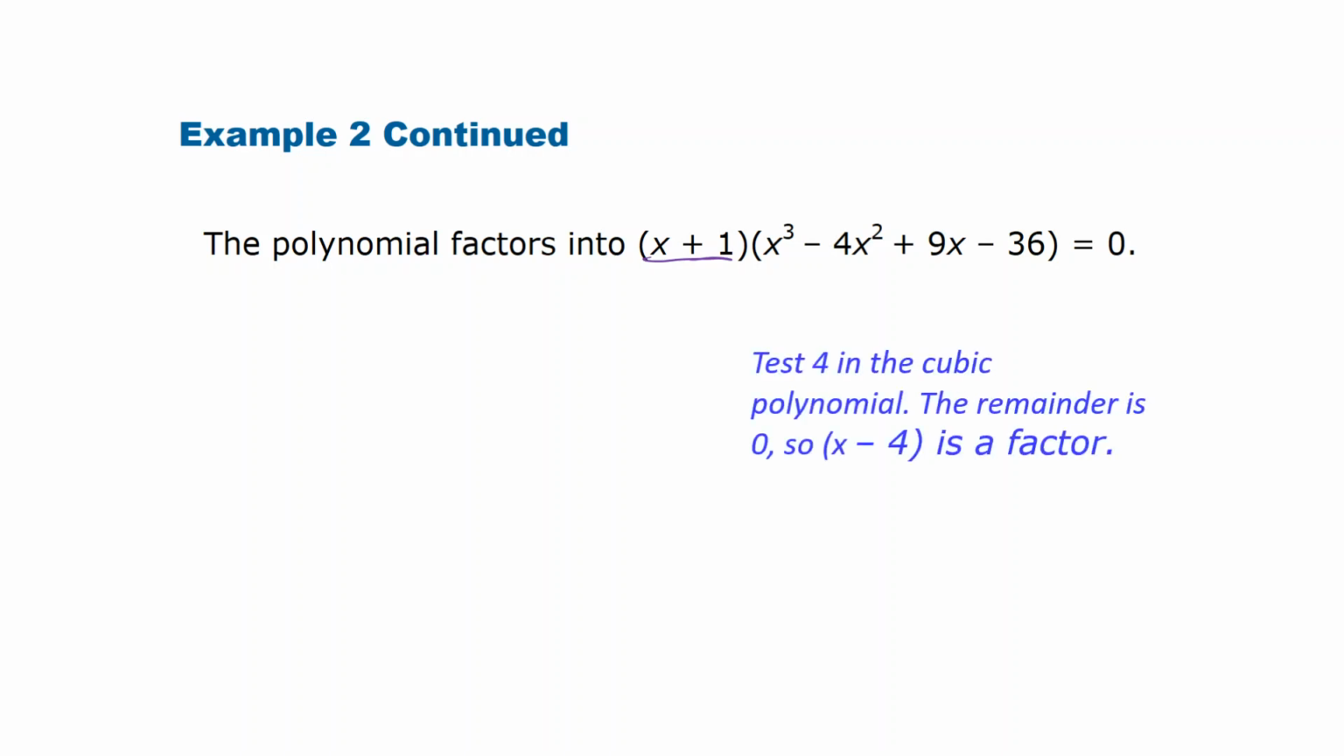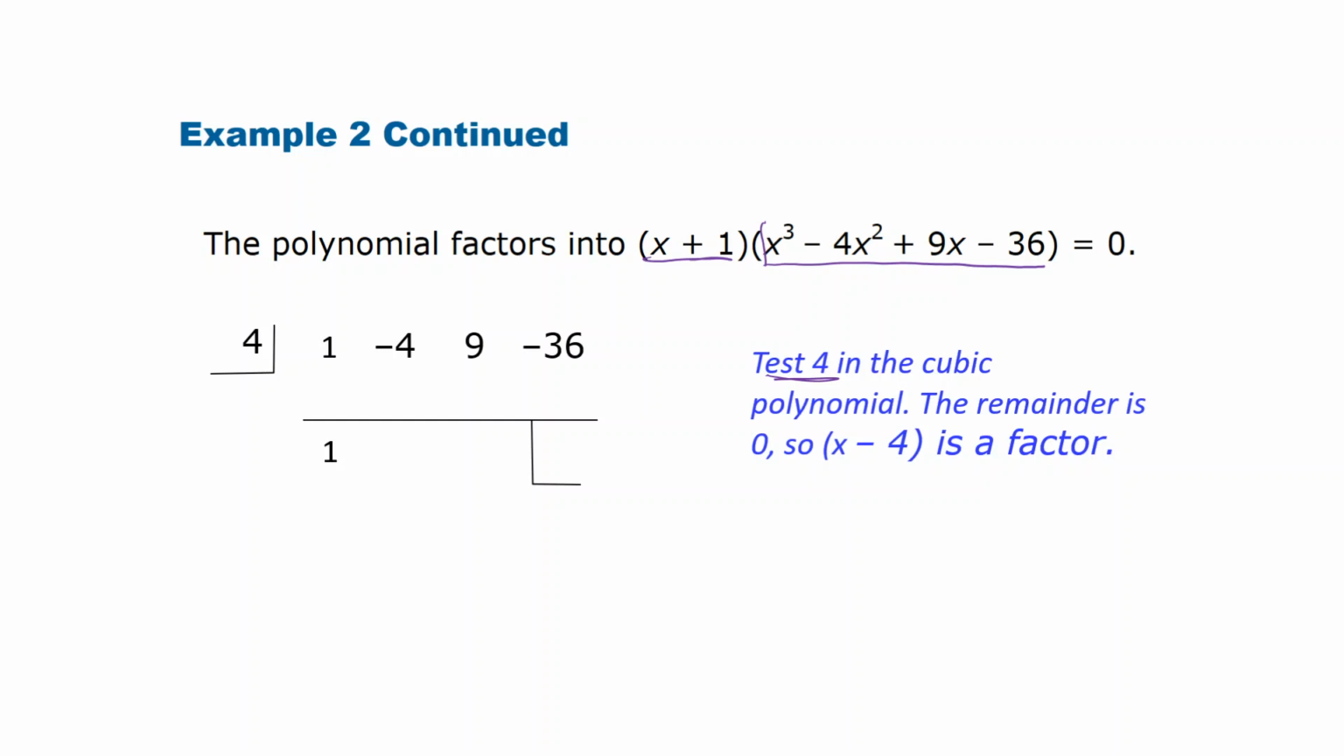Let's test with x when x was 4. So let's go ahead and set up our synthetic division. This time, notice I'm using the factored part of our equation. So the 1, 4, negative 4, 9, and negative 36. So let's try our 4.